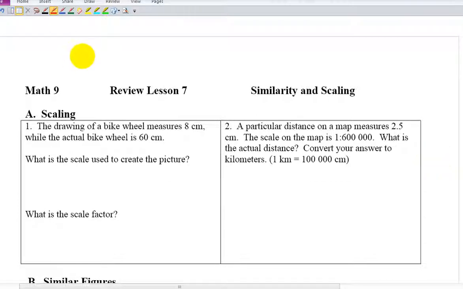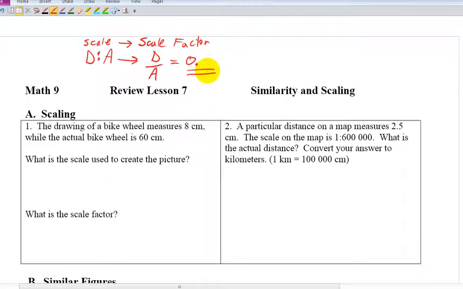So for a scale, we have the diagram number and the actual number. We can write it as a scale. And we can also make it a scale factor. The scale factor usually is a fraction, d over a, and we can also get that to be a decimal sometimes. So we can take the top number divided by the bottom. We also sometimes call it the new over the original.